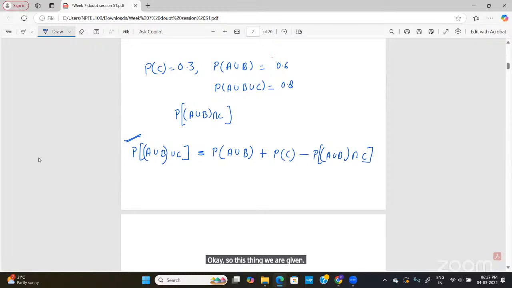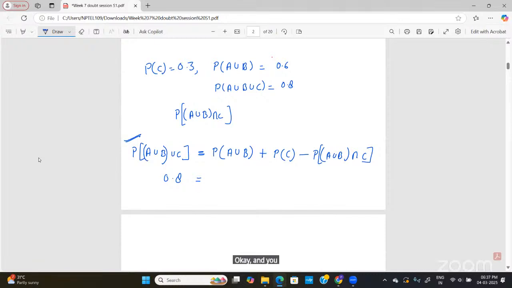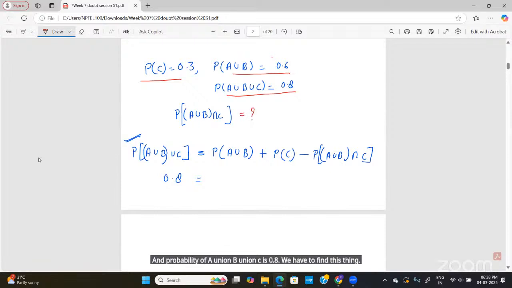Okay, so this thing we are given. Probability of A union B union C is given, which is 0.8, and A union B is also given. Ma'am, once again explain the question, ma'am. The question is, we are given this information with us. Probability of C is 0.3, probability of A union B is 0.6, and probability of A union B union C is 0.8. We have to find probability of A union B intersection C.